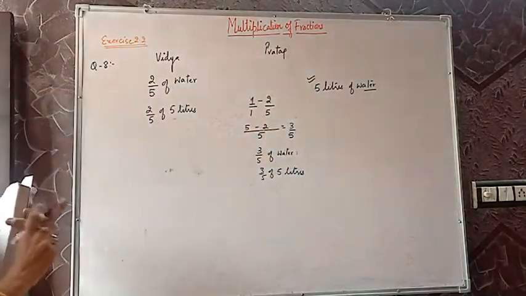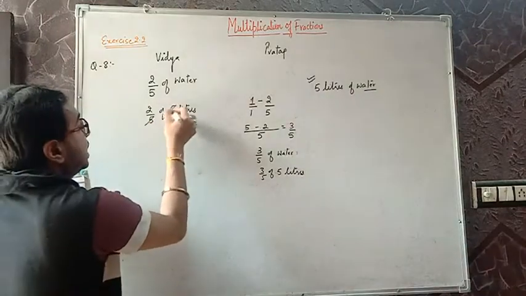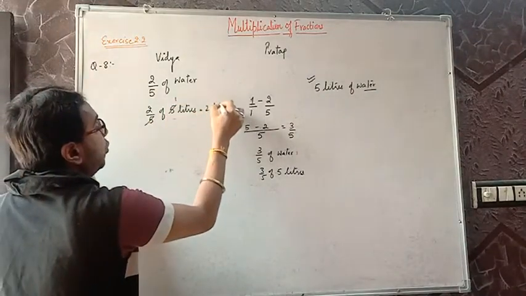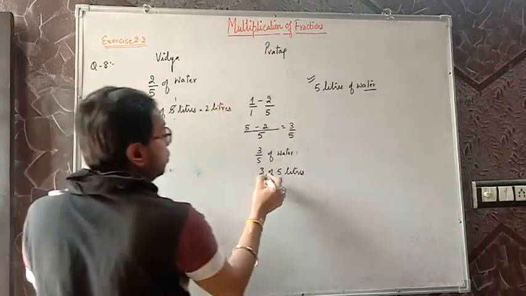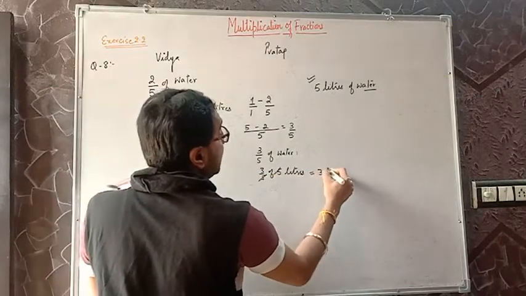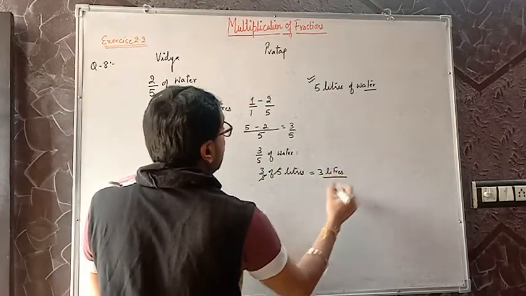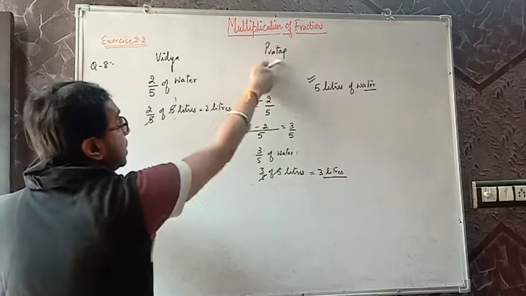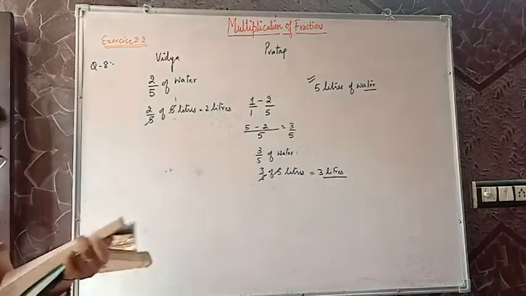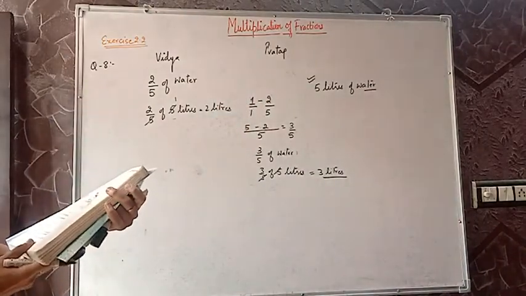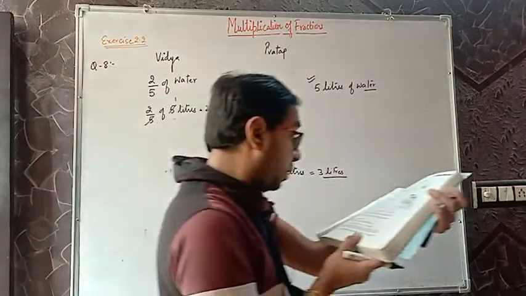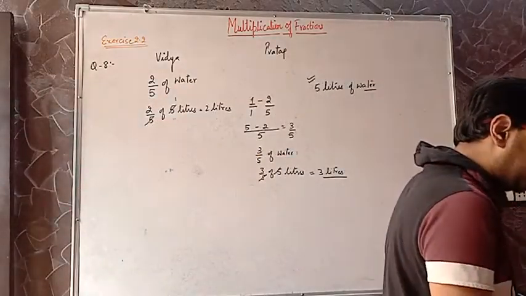I'll do the proper question. It means she consumed 2 liters of water, and he consumed 3 liters of water. So who got the benefit of this? Definitely Pratap. So the question is, how much water did Vidya drink? And what fraction of the total quantity of water did Pratap drink?